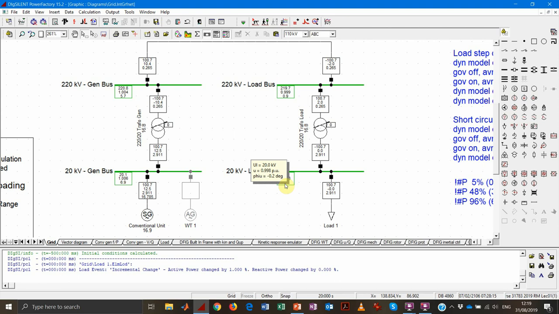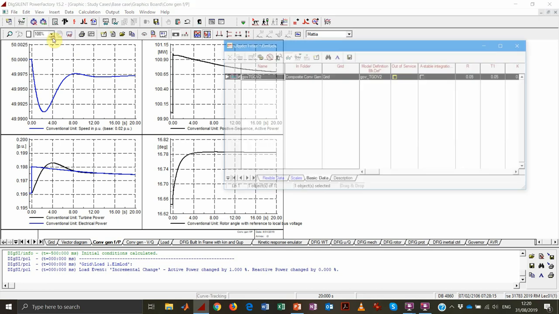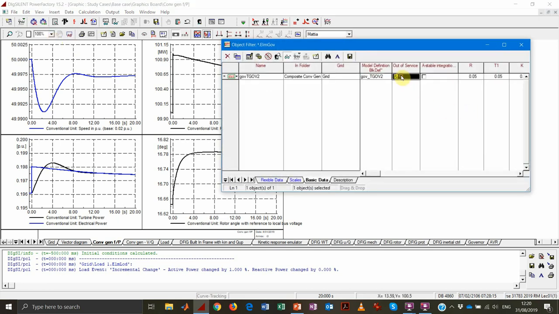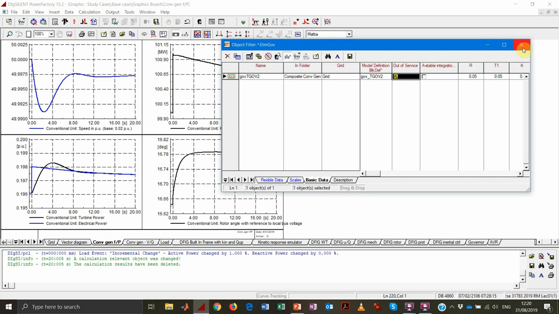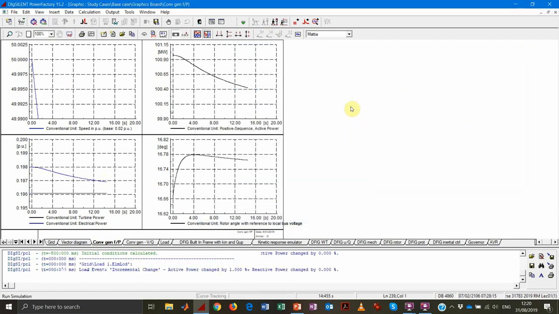By slightly declining the voltages, our load will actually not consume the expected amount of active power. So you see now that the consumed active power will be a little bit less. That has the consequence that the steady state frequency will increase a bit more. What is even more interesting to notice is what's happening if we also disable the governor. So let's take out of the game also the capability to control the active power output of our conventional unit. Let's perform our simulation again.